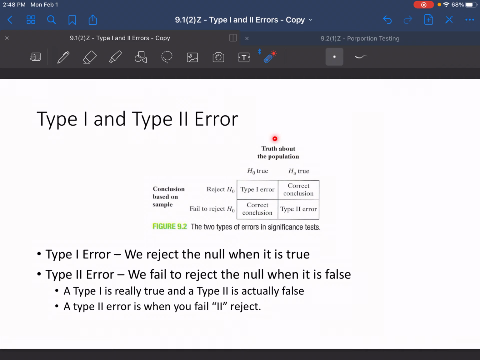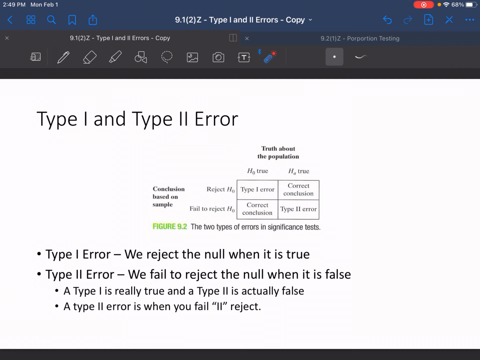You have two possible outcomes about the population. You have two possible outcomes about the truth about that, and you have two conclusions that can be made based on your sample or based on your study that you created. The first truth about your population is that your null hypothesis is true. The second one would be that your alternate hypothesis is true. So either one of those would be the case. The conclusions based on that sample, the first one would be that we would reject our null hypothesis. Our second outcome would be that we would fail to reject our null hypothesis.